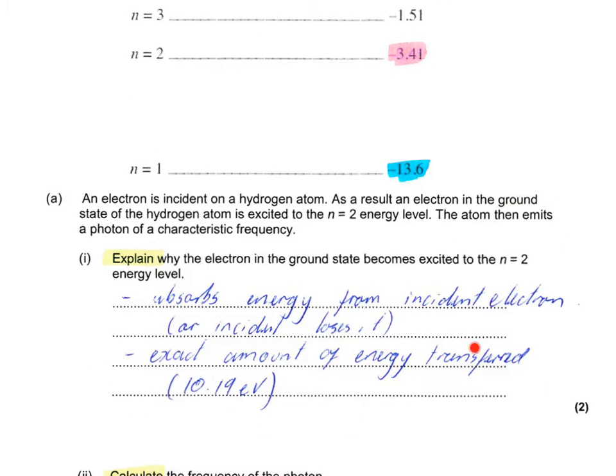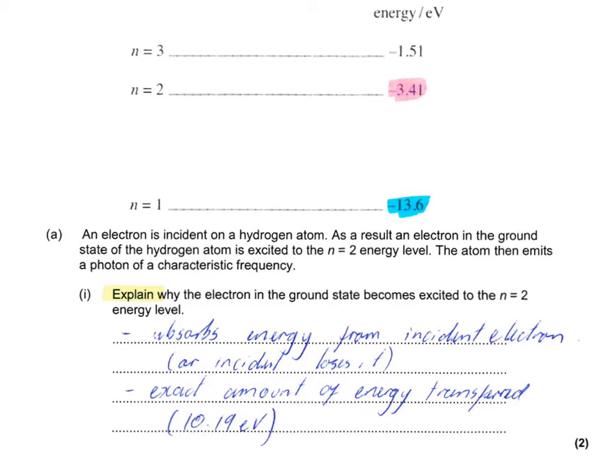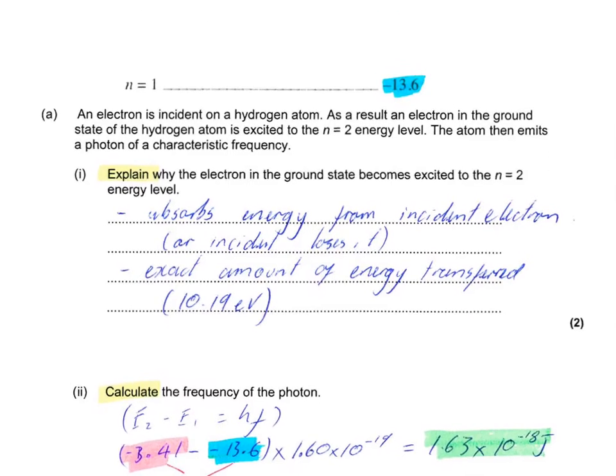But we've got to have the exact amount of energy that matches that energy gap between n equals 1 and n equals 2 will be absorbed. And if we look at that, that's going to be 13.6 take 3.41, so 10.19 electron volts of energy.